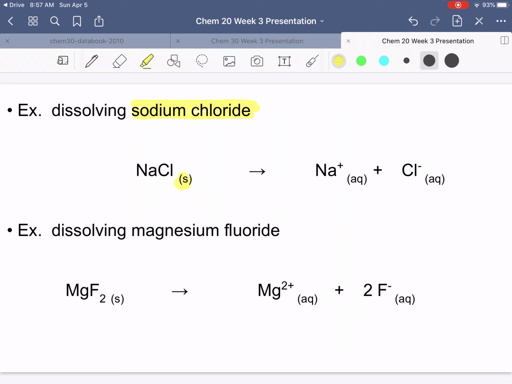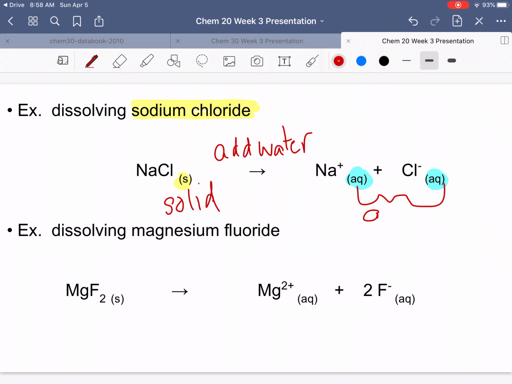Notice it's going to start as a solid. We are going to add some water. And when we add water, this is going to split up into its separate ions. The positive sodium cation, the negative chloride anion. But do not lose sight of the states of matter. You must change them. In this case, from solid to aqueous, because it is dissolved in water. It is an aqueous solution.